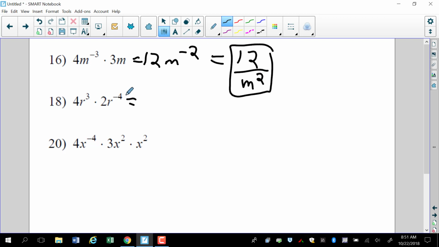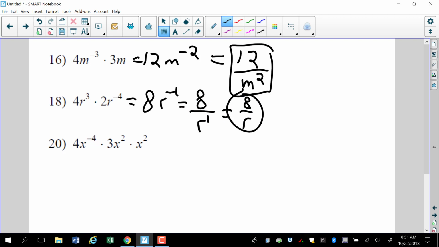Same type of thing here. And again, pause the video, write down the problems if you need to, and do them before me. 4 times 2 is 8. 3 plus negative 4 is r to the negative 1. And then this negative power goes to the denominator, 8 over r to the 1, which can also just be written 8 over r. That one's implied.